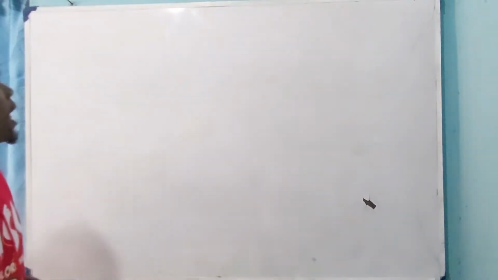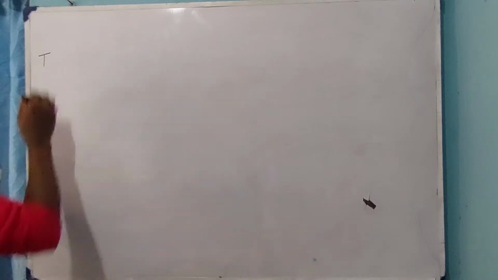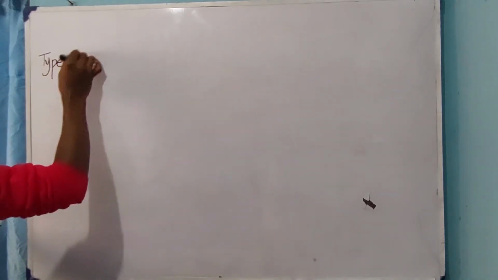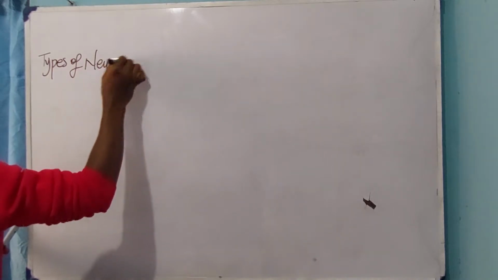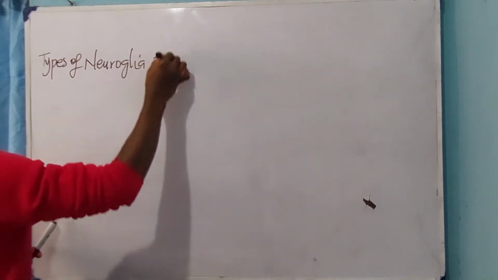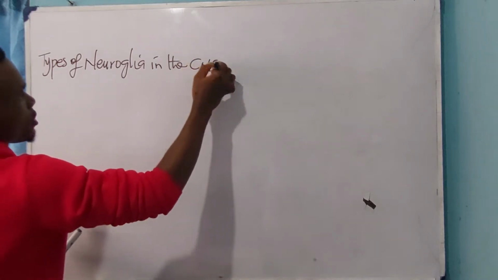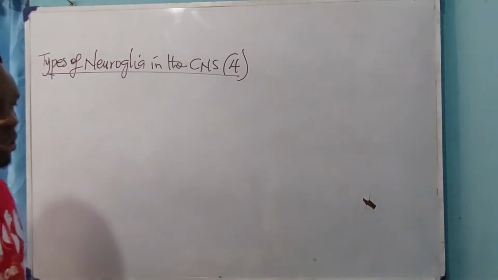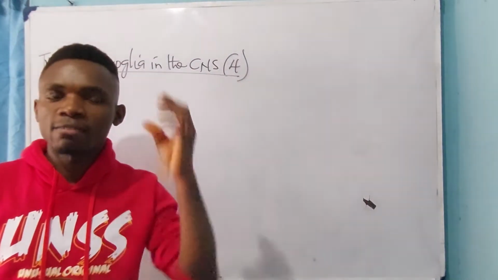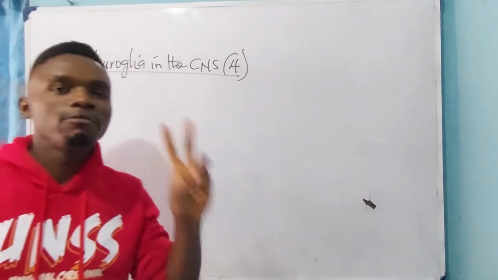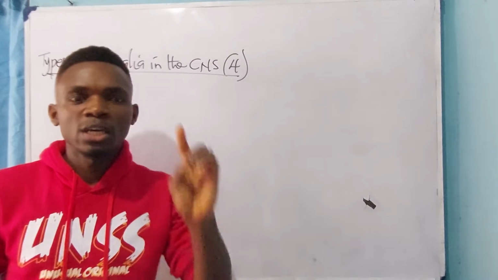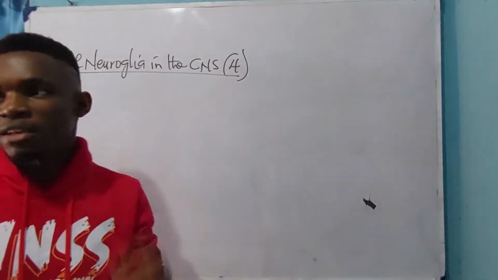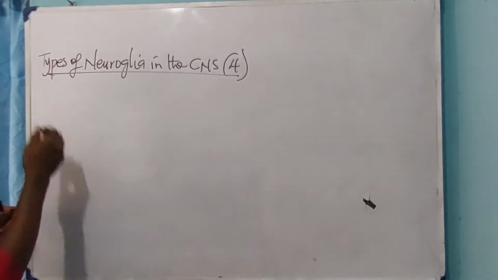Okay, so please, we are still treating the nervous system in biology, and I shall be taking the types of neuroglia in the central nervous system. Now, I told us that there are 6 types of neuroglia in our previous class; the video has been uploaded already. 4 are found in the central nervous system and 2 are found in the peripheral nervous system. Now, what are these 4 types of neuroglia?